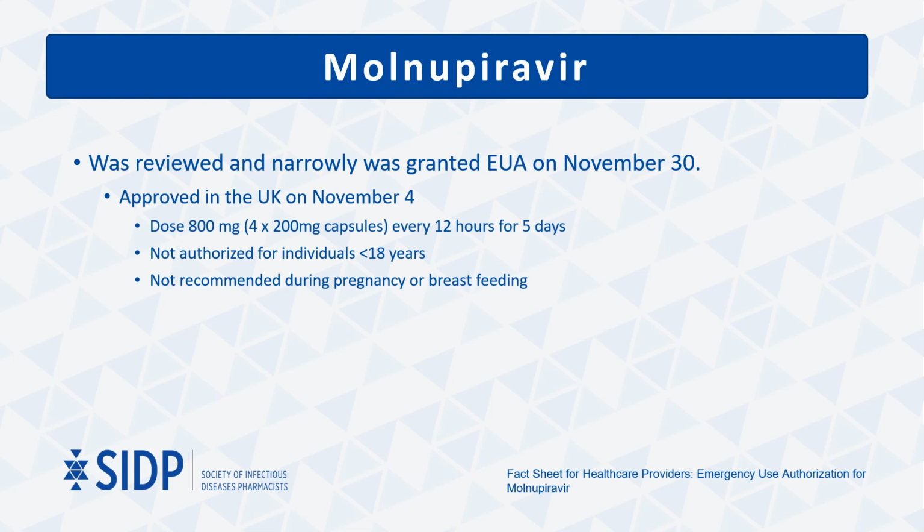As I mentioned, the EUA for Molnupiravir was generated using the interim analyses, and when that was submitted to the FDA for review, about that time is when the final data were published. Based on the full data set, the FDA panel did not review incredibly favorably. However, an EUA was narrowly granted on November 30th by the FDA. Of note, in the United Kingdom, Molnupiravir had been approved for use or authorized for use on November 4th.